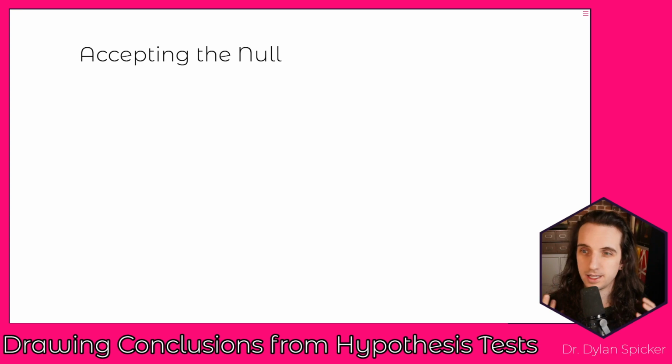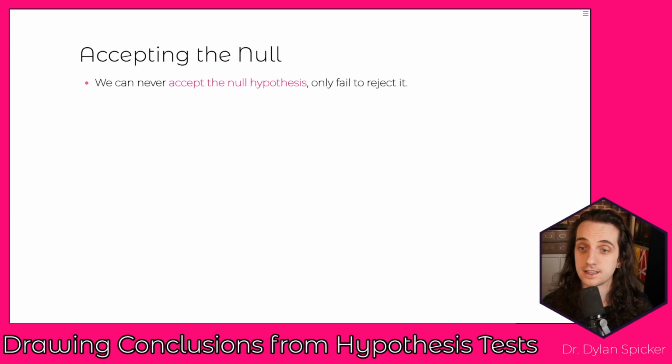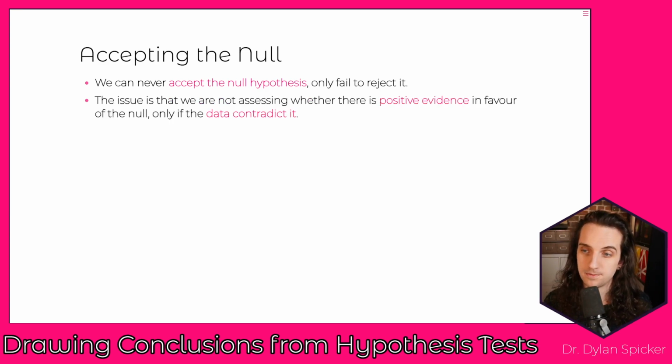We never accept the null. And this is worth dwelling on for a second to think about why that's the case and to understand that in some more depth. So we can never accept the null. The closest we get is failing to reject it, right? And the problem with this is that we're not actually assessing whether there is positive evidence in favor of the null. We're only looking to see if the data contradict it. We say, if the null hypothesis is true, how rare is this result that we're observing, which is not the same thing as saying how much do the data actually support the null. They're saying how much do they contradict the null, right?